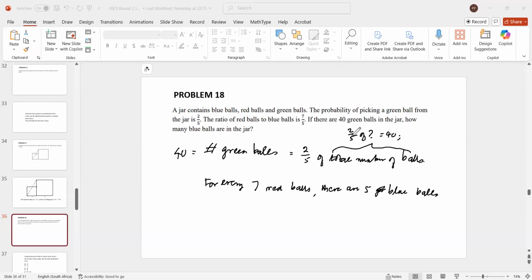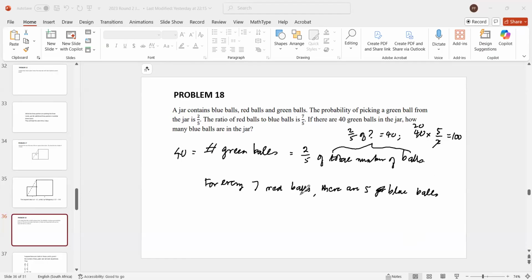Well, you can see mentally it has to be 100 because 1/5 of 100 is 20, so 2/5 will be 40. But the actual way of calculating it: if 2/5 is 40, what is the whole? So you divide by 2/5. How many 2/5 are there in 40? 2 goes into that 20 times, and 20 times 5 is 100. So there are 100 balls altogether.